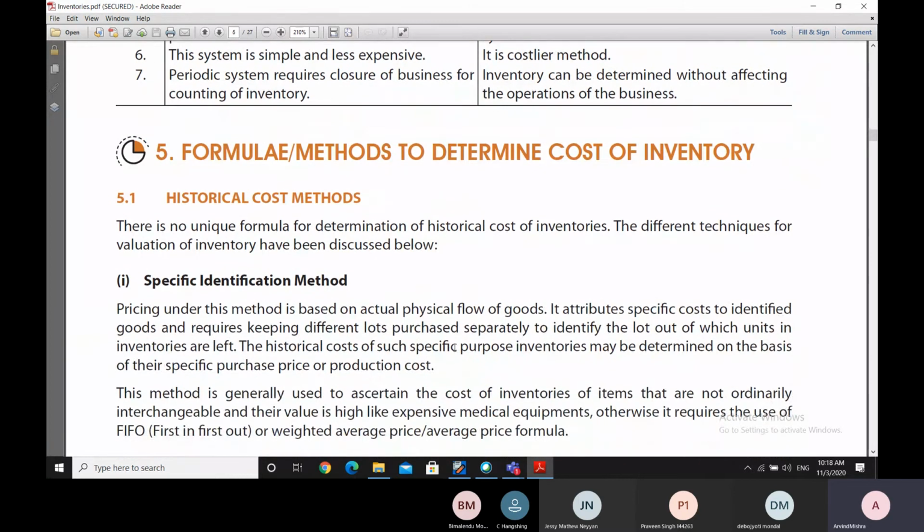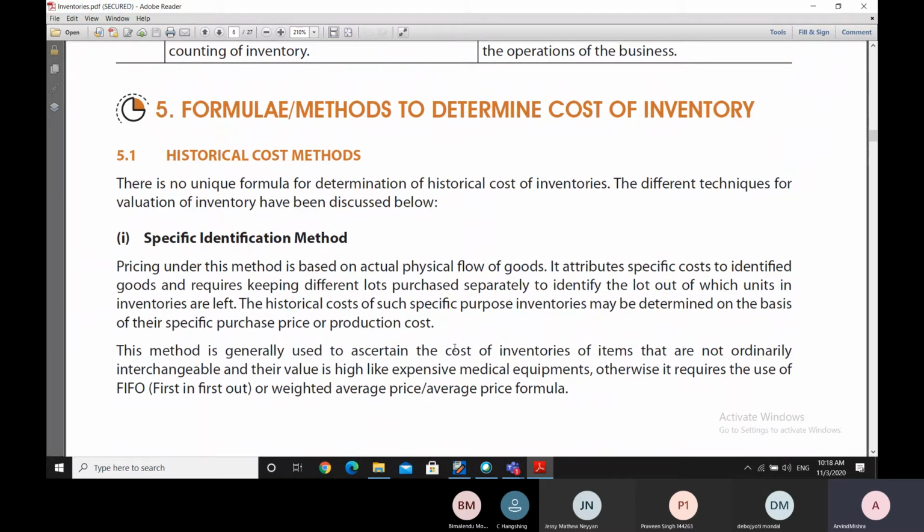So having understood the methods of counting, methods of recording the inventory, now we get to the formulae or to the methods that we require to determine the cost of the inventory. So how to work out, how to value the cost or how to value the inventory, that is we come to the techniques of valuation therefore, and there are two methods for it, as we saw earlier also. There are historical cost methods and the non-historical cost methods.